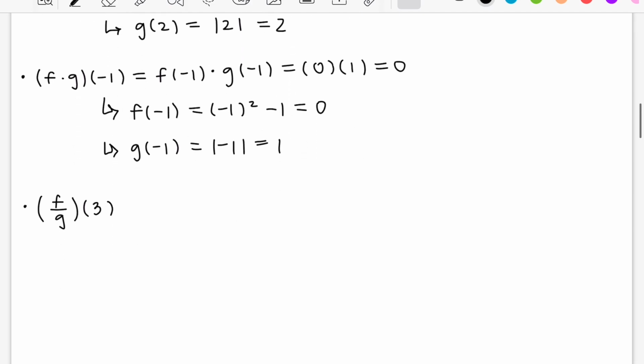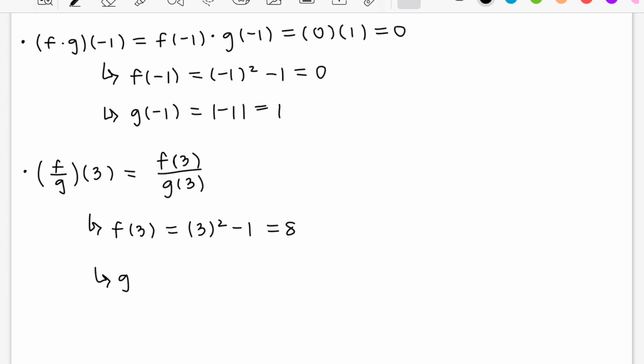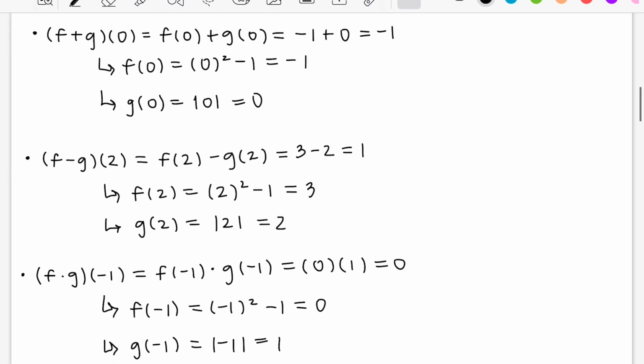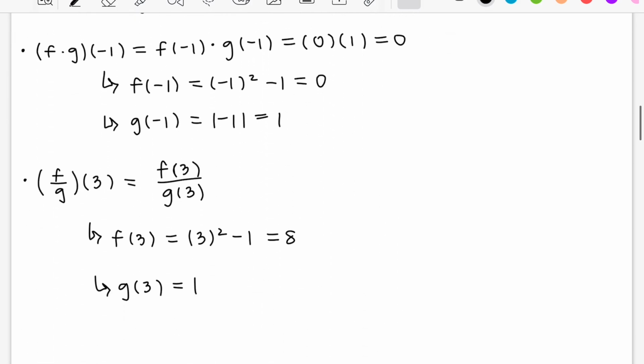And lastly, we're going to look at the quotient of our two functions, now evaluated at 3. So f of 3 is going to be 3 squared minus 1, so we get 8. And then g of 3 is going to be absolute value 3, which is just 3. And so our answer is 8/3. All right.